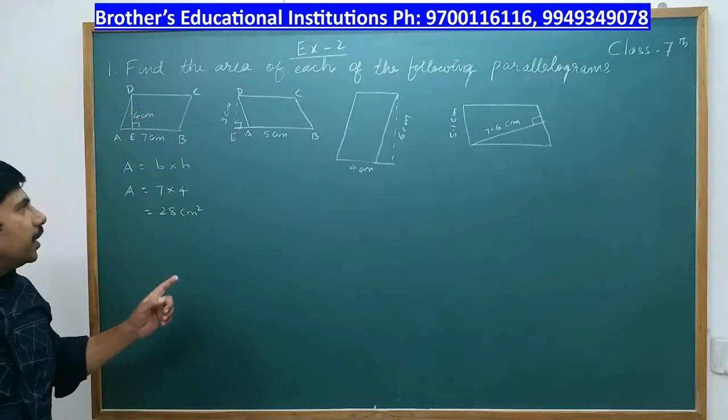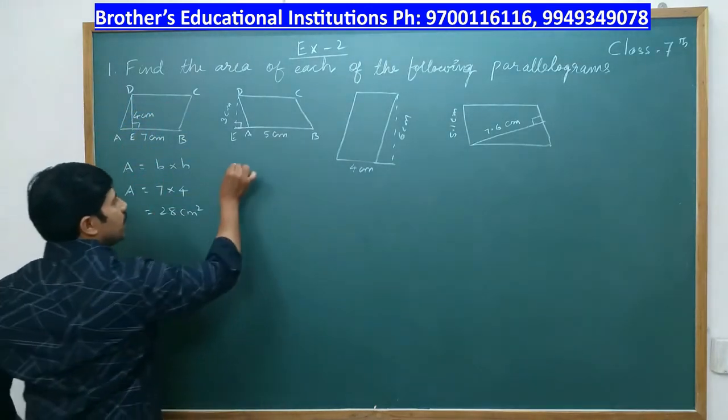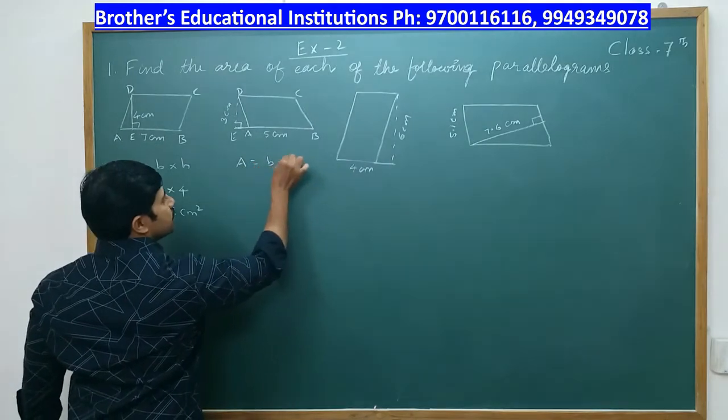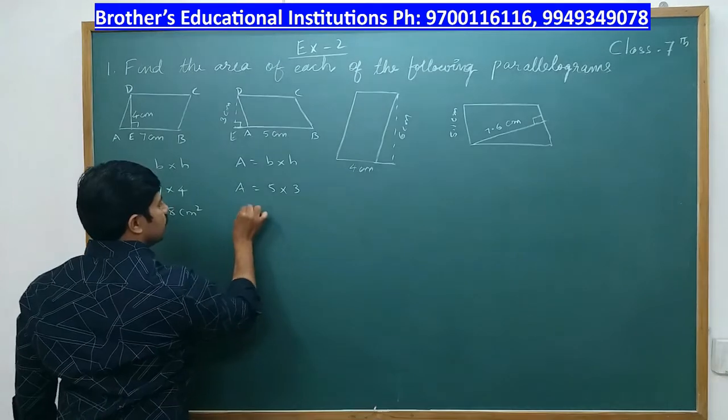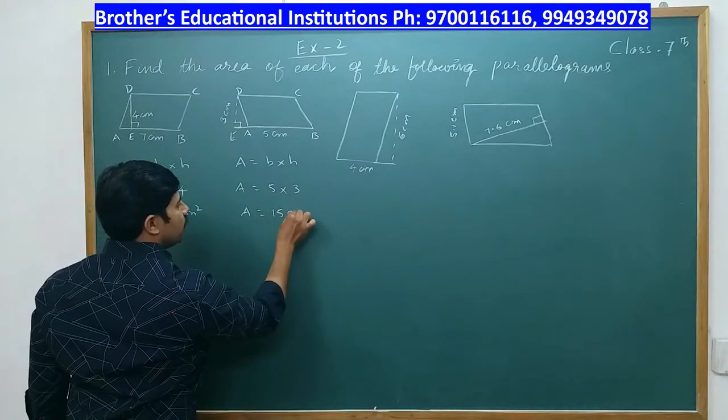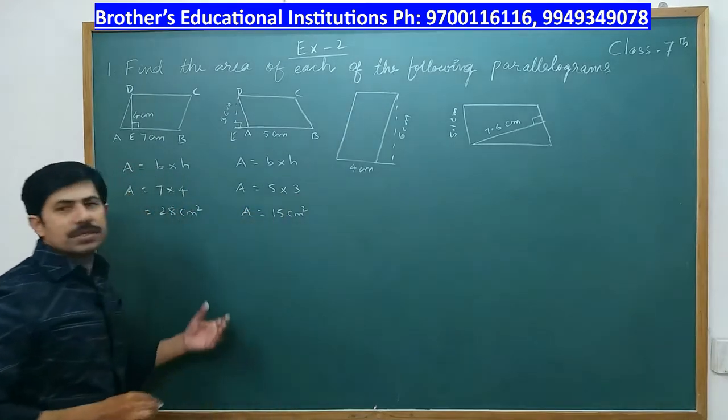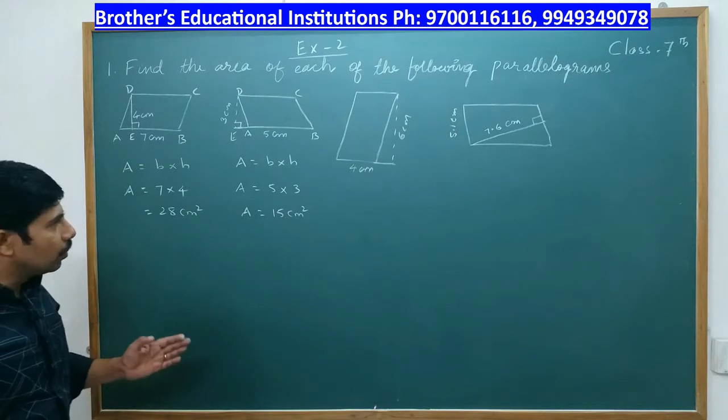The altitude is 3 centimeters, base is 5. So what is the area? It is base into height. So base is 5, height is 3. So A is 15 centimeter square. So this is the area of the parallelogram. Now we'll go to the next problem.